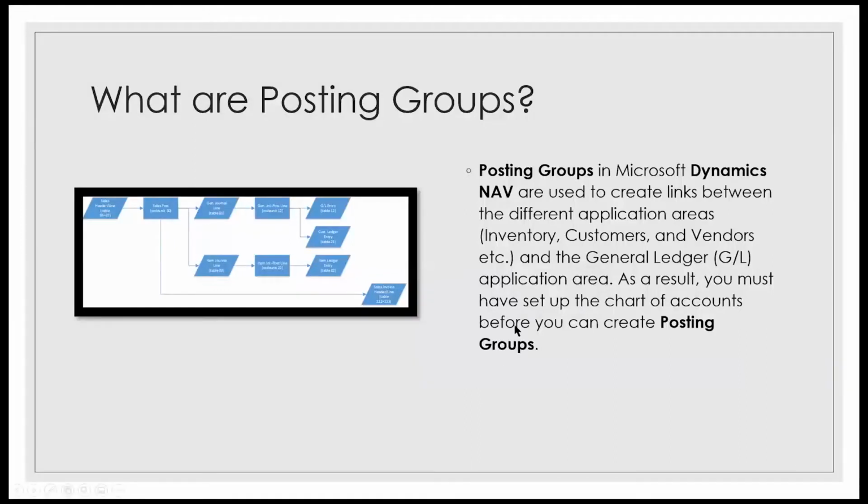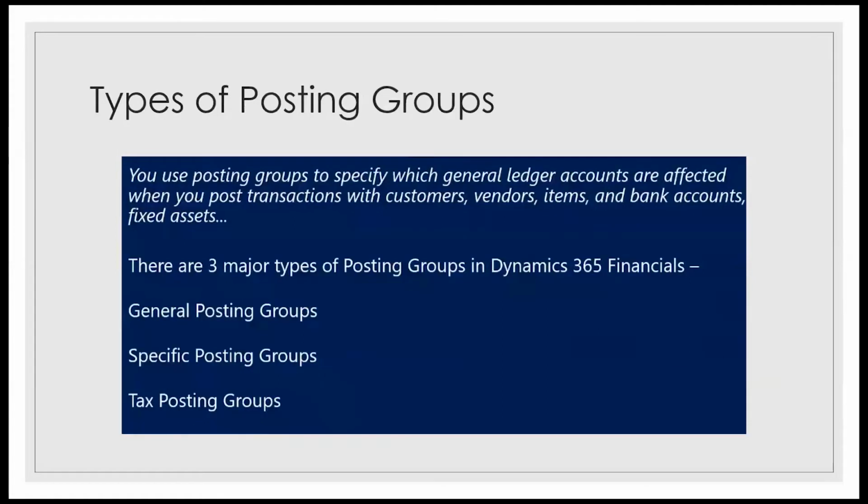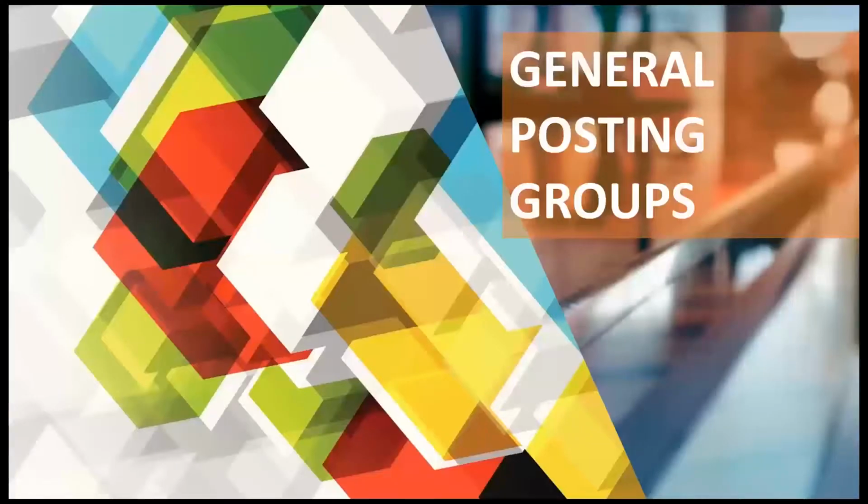In Microsoft Dynamics NAV and Business Central, posting groups are used to create different applications: inventory, customers, vendors, etc. As a result, you must have set up the chart of accounts before you can create posting groups. So before linking, all those GL accounts need to be there according to your operation, right? The general posting groups, then we have the specific ones and of course the ones for taxes. This is what we're going to be taking a look at.